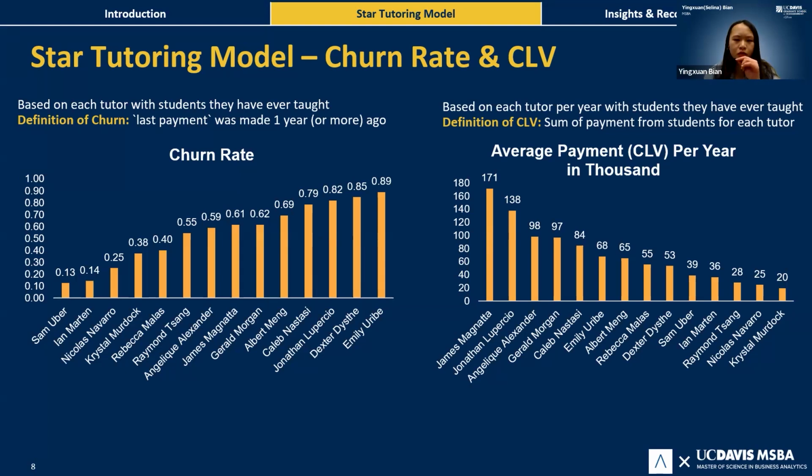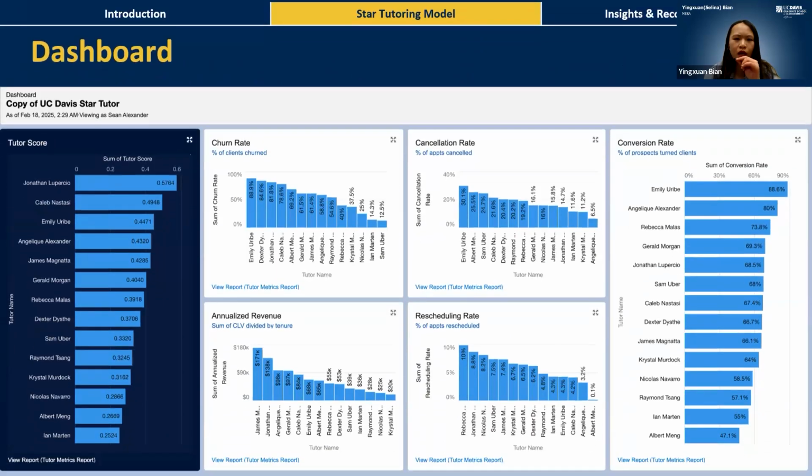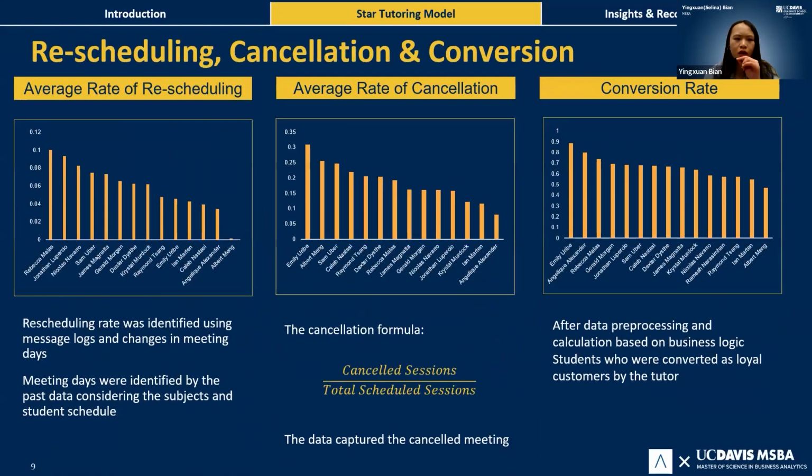And next slide, please. So yeah, and these are the other 3 metrics: rescheduling, cancellation, as well as the conversion. I will hand over to Gitanjali. Thank you, Selena. So I'll be taking up from here.